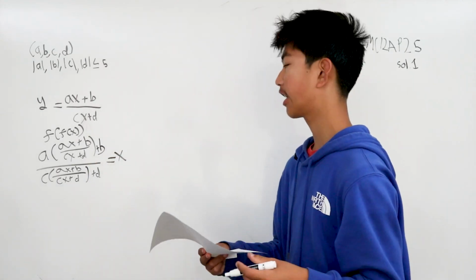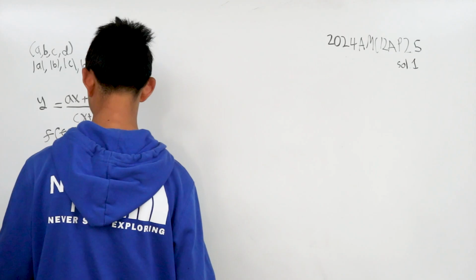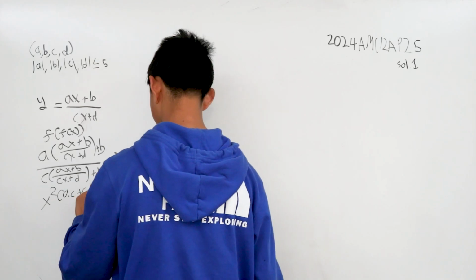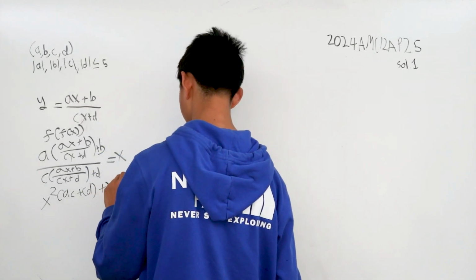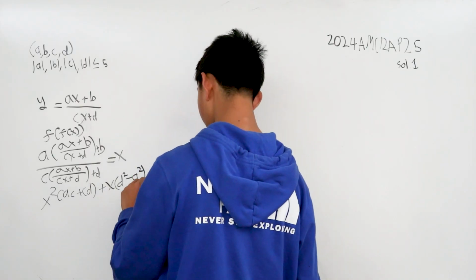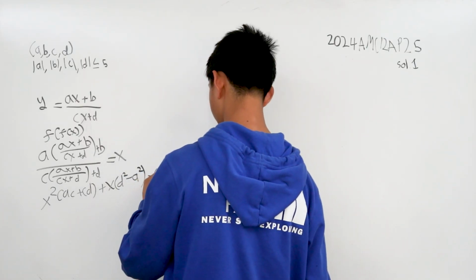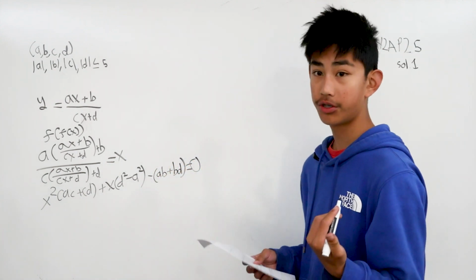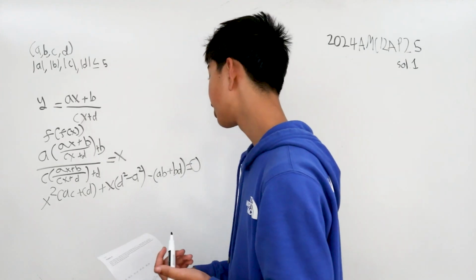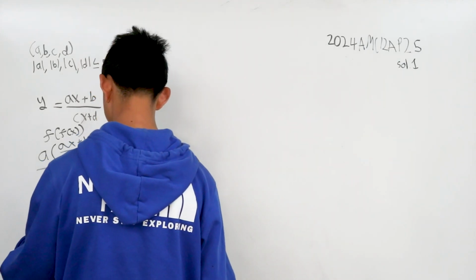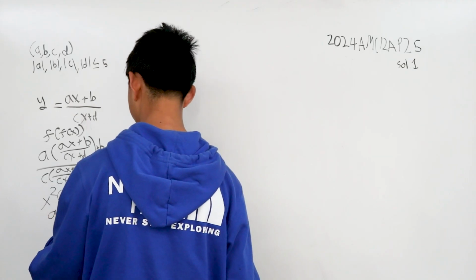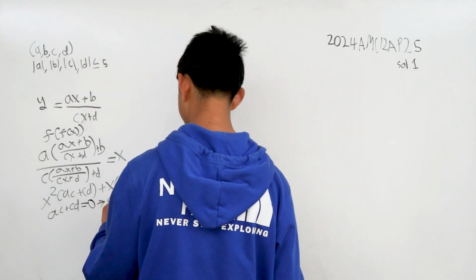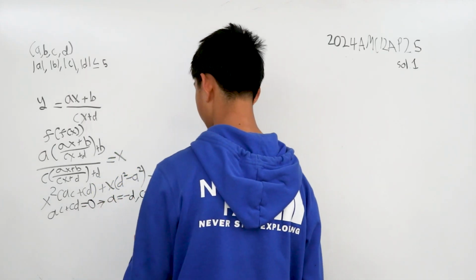Now once you multiply everything out, you get x squared times (ac plus cd), plus x times (d squared minus a squared), minus ab plus bd is equal to 0. Now we have three conditions. So we know that ac plus cd has to be equal to 0. This yields that either a is negative d or c is equal to 0.